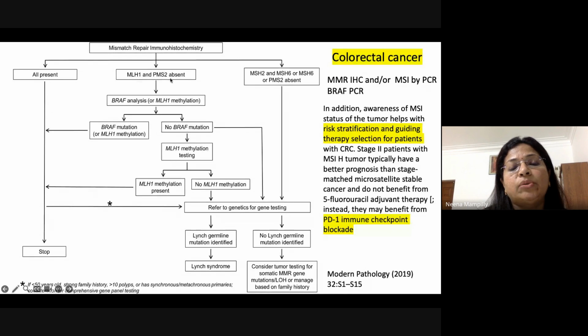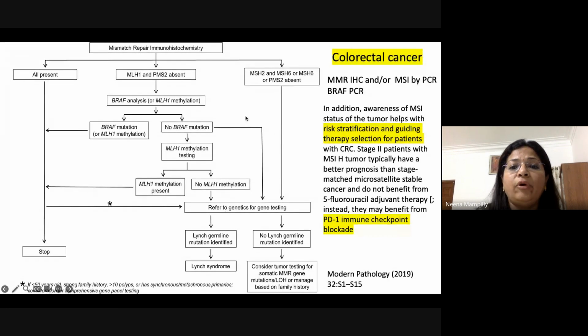If MLH1 and PMS2 are absent, that is the usual combination, they further go for BRAF analysis or MLH1 methylation. If BRAF mutation is present, you again stop there. If there is no BRAF mutation, you go for MLH1 methylation testing. And if there is no MLH1 methylation, the patient goes for germline genetic testing for Lynch syndrome. Now, why do you want to identify Lynch syndrome? Because you need to look for other malignancies in that patient, like endometrial cancer and ovarian cancer. He's likely to develop further cancers, so family counseling, family screening and surveillance are needed.